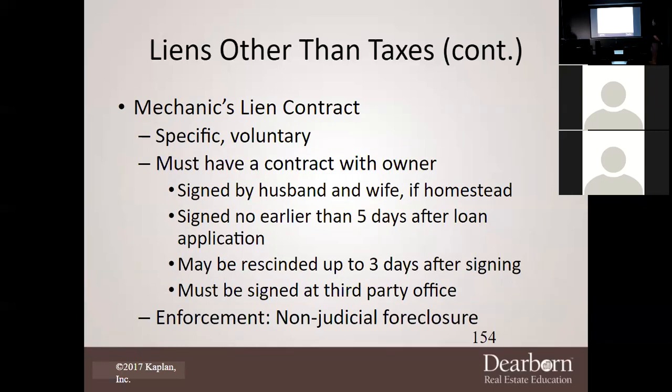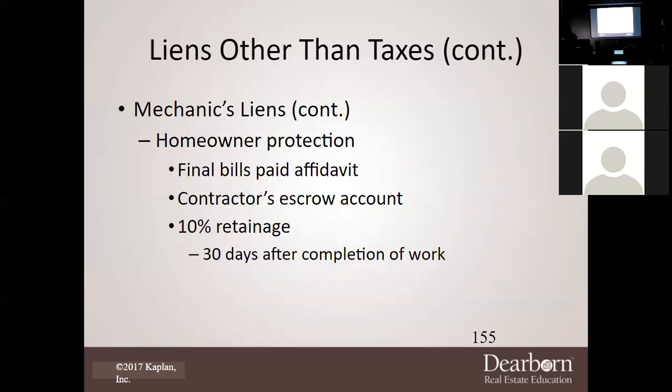Again, it is a specific voluntary matter. It must have a contract with the owner, and it's signed by husband and wife if it's the homestead. It's signed no earlier than 5 days after the loan application, and it may be rescinded up to 3 days after signing. But it must be signed at a third-party office, and the enforcement would be a non-judicial foreclosure.